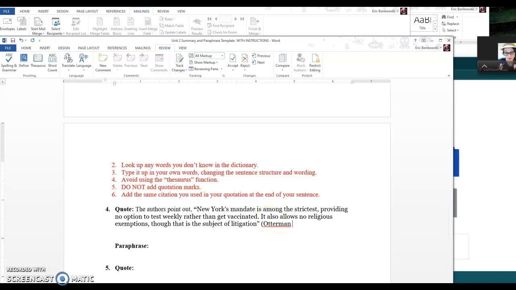Otterman, ampersand, Goldstein. And it was written in 2021. I only need to include the year. I'm not including the date. I'm not including the month. And then I found this quote.